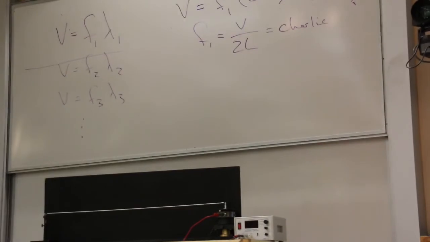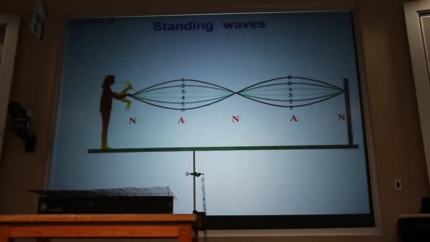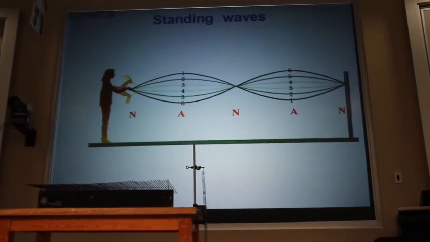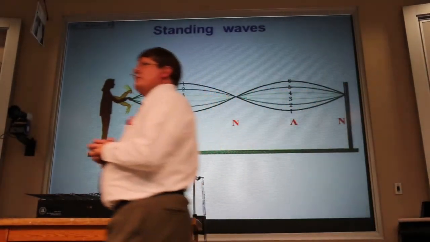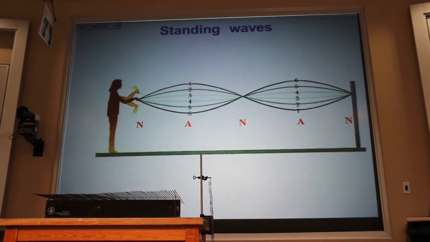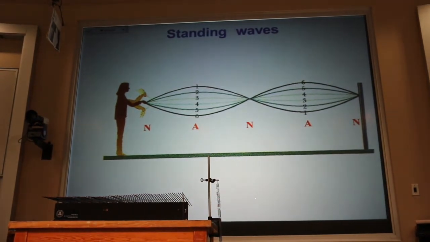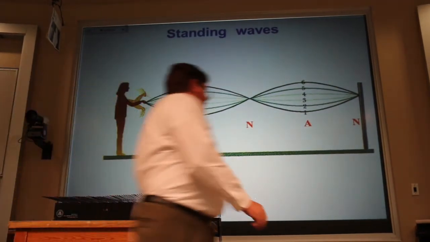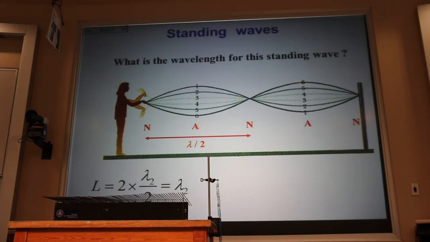Now, if we go to the second harmonic, now I've got 3 nodes. More importantly, I've got 2 footballs. I've doubled the number of footballs that fit on that string. If I double the number of footballs that fit in the string, the footballs have to be half as big. Well, if it takes 2 footballs to make a wavelength, that means the wavelength just got half as big. In this case, it's easy because I got the 2 footballs there. That means the wavelength is the length of the string, L.